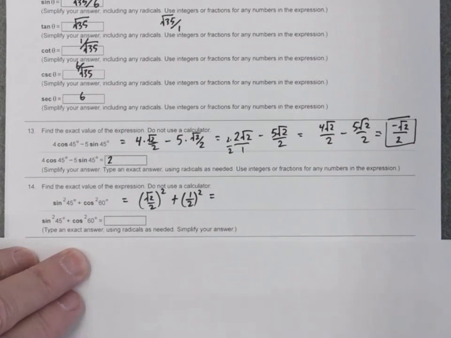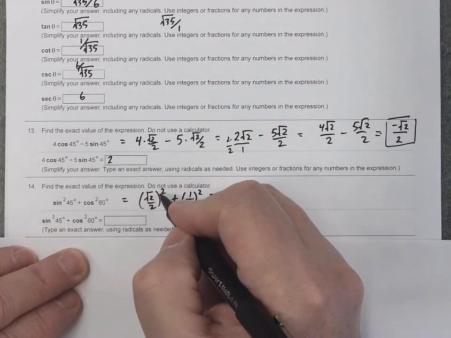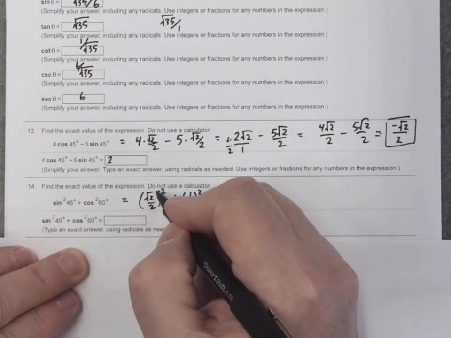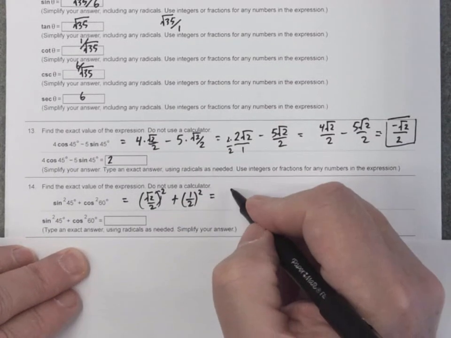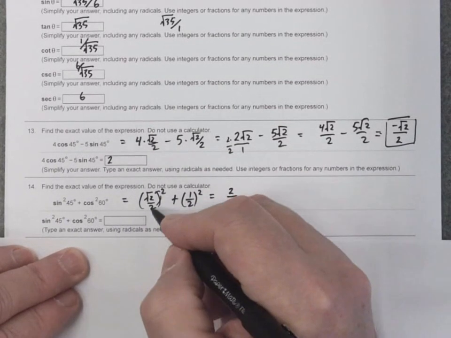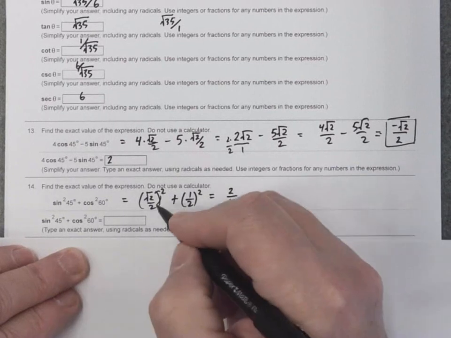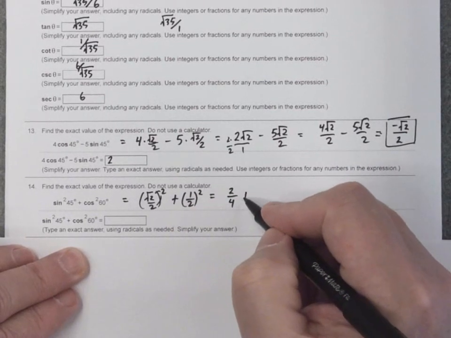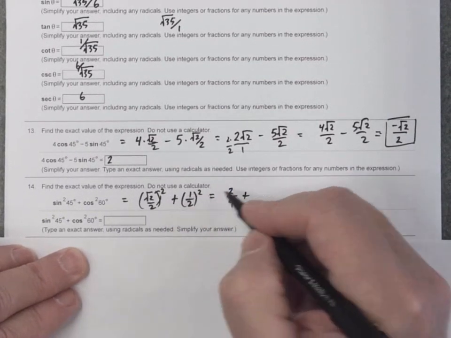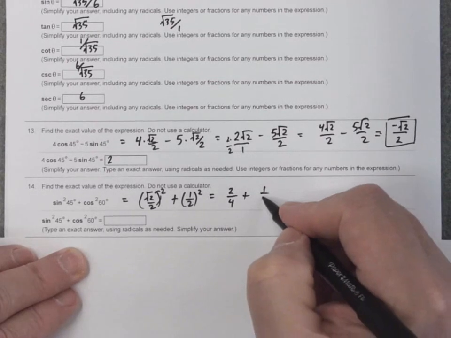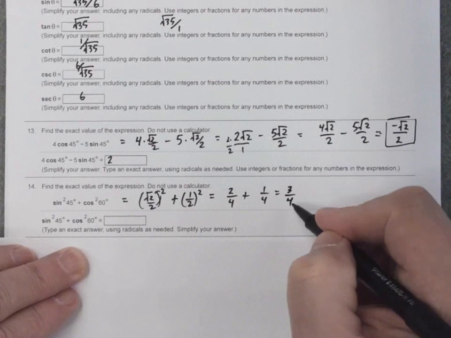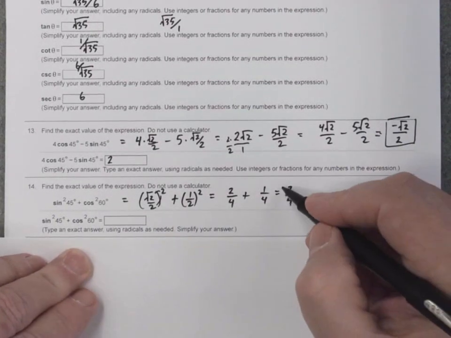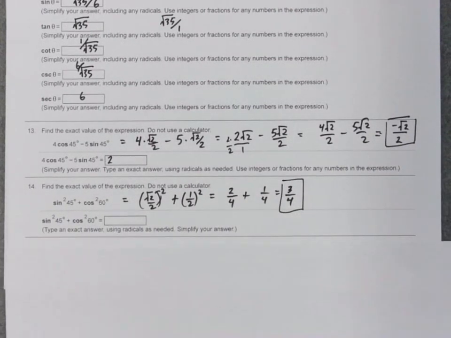If you remember from algebra, when you square fractions, you square both the top and the bottom. If you square the square root of 2, you get 2. If you square 2, you get 4. So this becomes 2/4. Here, 1 squared is 1, 2 squared is 4. Looks like I can add those together and get an answer of 3/4, which is correct.